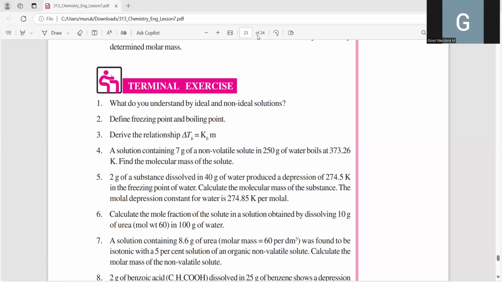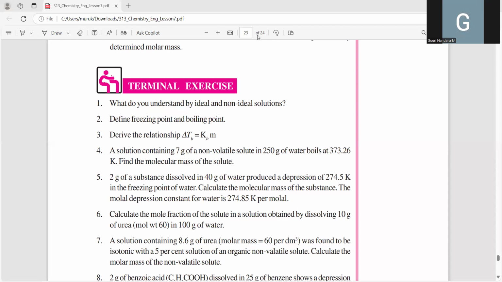So what is the boiling point? The temperature at which the liquid will start forming bubbles and change into vapor is known as the boiling point. And this happens due to the vapor pressure of the liquid. That is, when the vapor pressure equals the atmospheric pressure, it will start forming bubbles and change into vapor. That is known as the boiling point. For example, water will boil at 100 degrees Celsius.